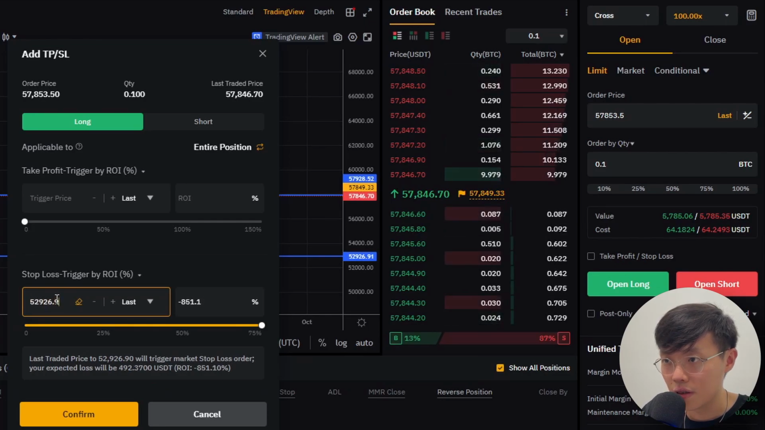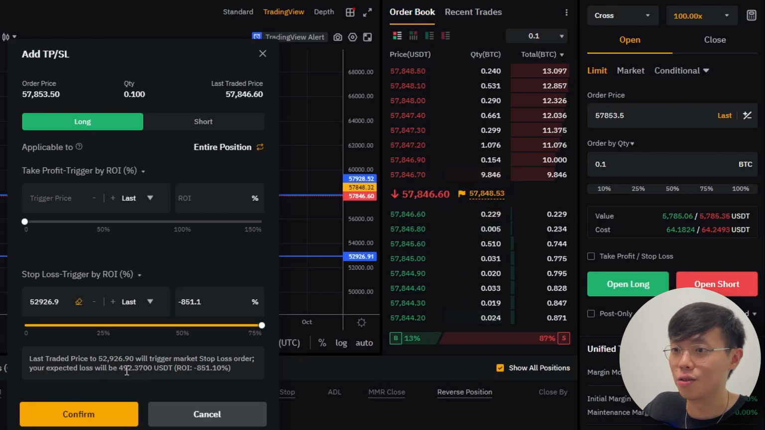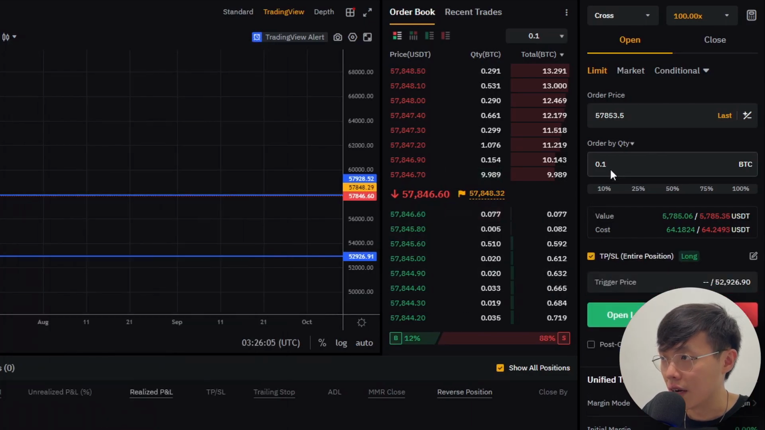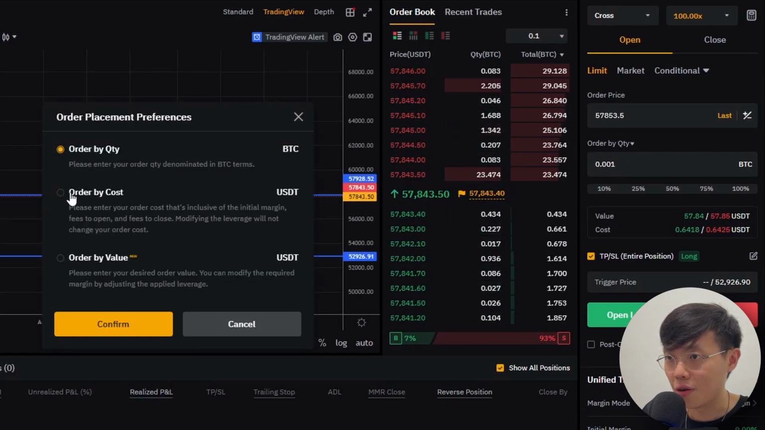52926.91, for example. So you can see your expected loss here. This is too high, totally too high. It's way more than 5 USDT. So all you have to do is go here and make the quantity smaller. You can do order by cost or order by quantity. I like to use order by quantity.